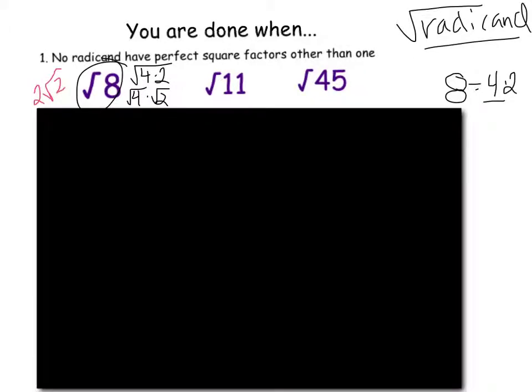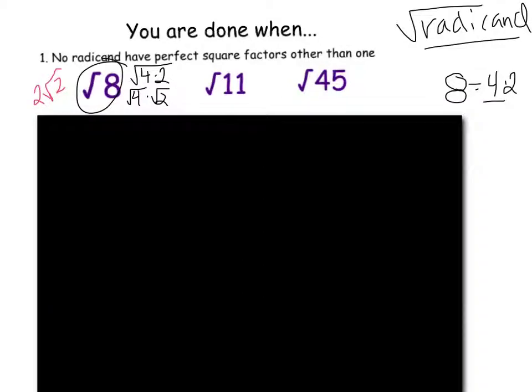Alright, so the square root of 11 has no other factors other than 11 and 1. So this one is totally simplified right there. That's the simplest form that you can get. The square root of 45, on the other hand, is not in simplest form, I don't believe. Well, let's check it out.